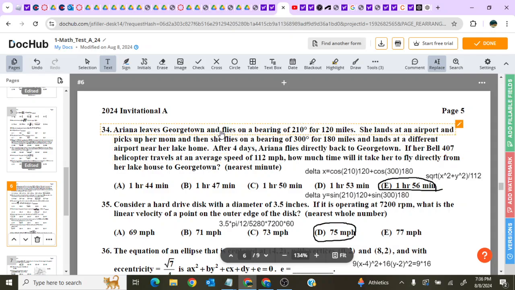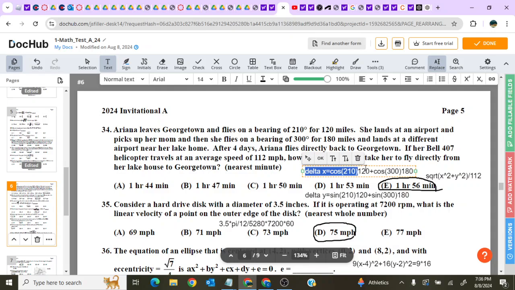Okay, Ariana leaves Georgetown, flies on 210 degrees for 120 miles, then travels at 300 degrees for 180 miles and lands at a different airport. Then she flies back. She travels at 112 miles per hour. How much time does it take?